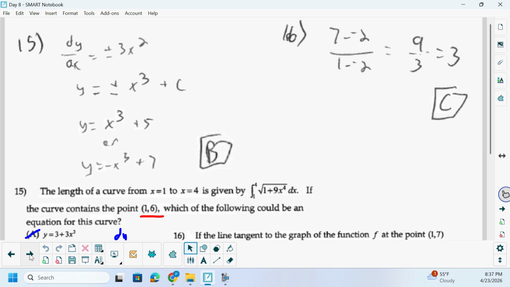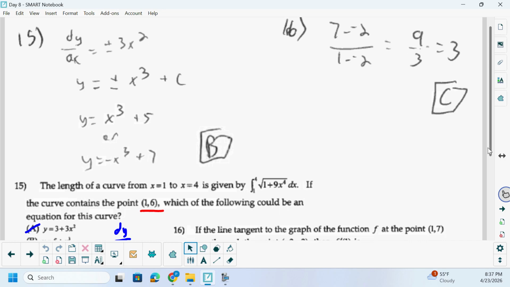So for the first one, we're given arc length. This is not a parametric, it's just a regular equation. Our setup is the integral, square root, derivatives squared plus 1. So we want to know which of the following could be a function for the curve. Well, if our derivative squared is 9x to the fourth, that means our derivative must have either been 3x squared or negative 3x squared.